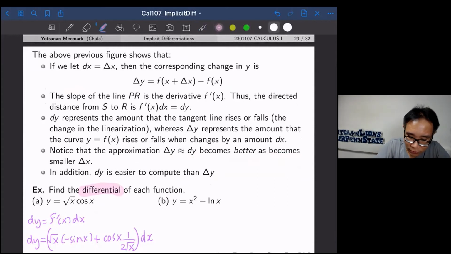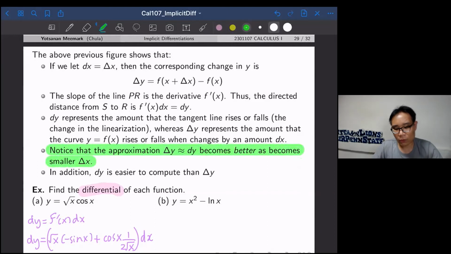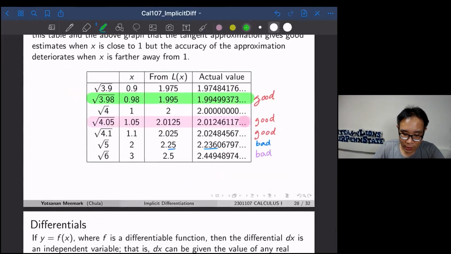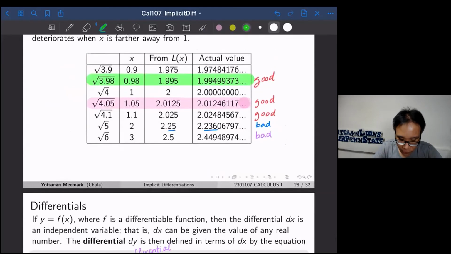This is the reason why we have that table before. Let me highlight it in green. The approximation of delta y by dy will be better as delta x gets smaller. So this gives you the reason why we have a good approximation or a bad approximation.